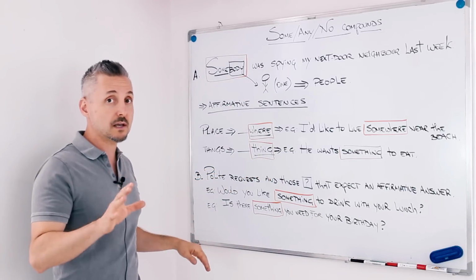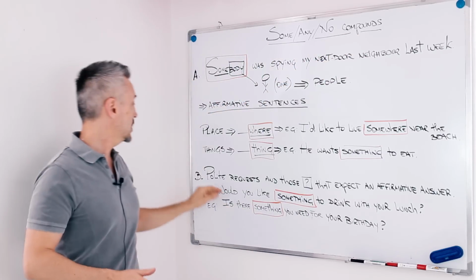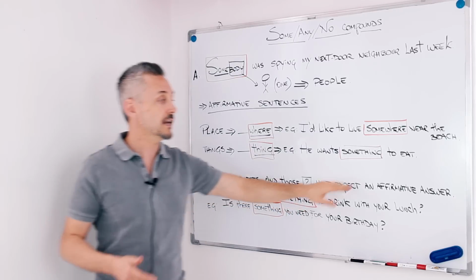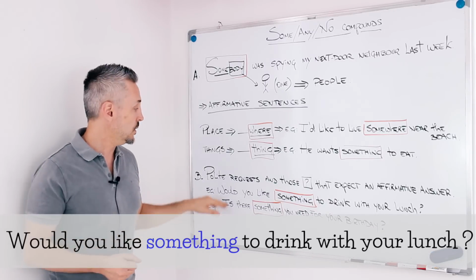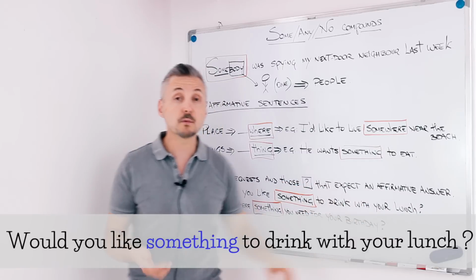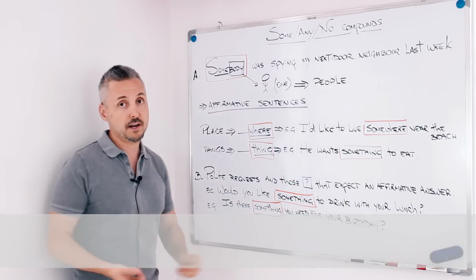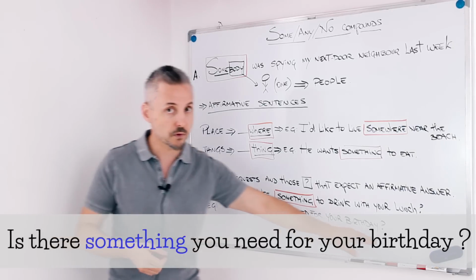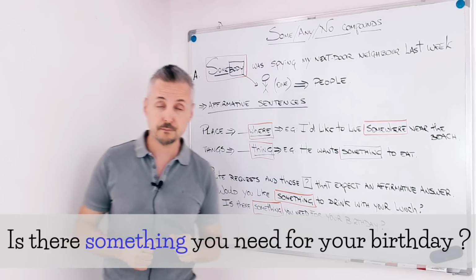We also use something or somewhere and so on, so some compounds, with polite requests and those questions that expect an affirmative answer. So, an example: would you like something to drink with your lunch? Or another example: is there something you need for your birthday?